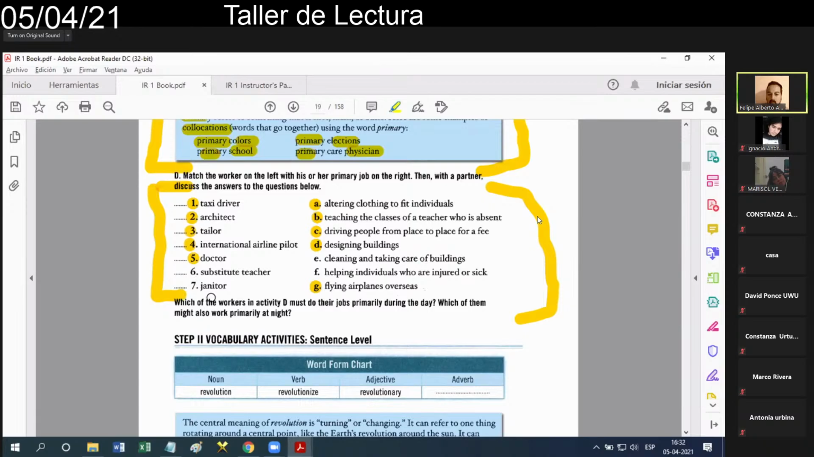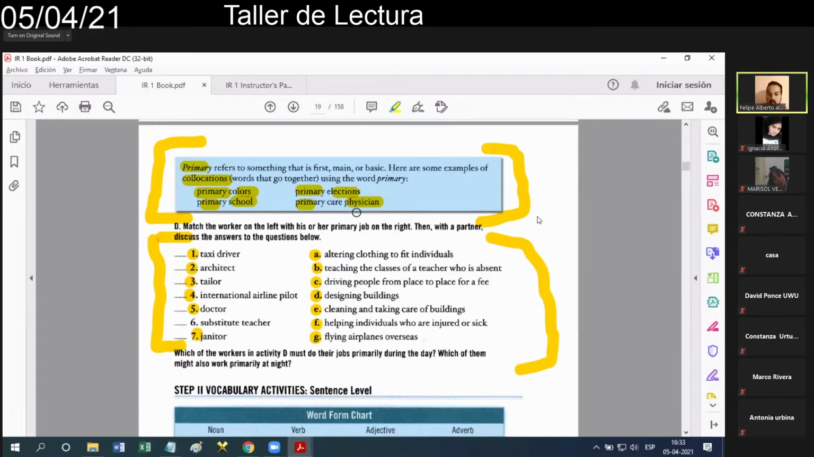Number 7, a janitor. Letter E, very good. Clean and take care of buildings. Very good. And doctor, letter F, great. And substitute teacher, letter B. Hey, pay attention to the word physician. Do you have it up there? Okay, let's have a look. Physician.